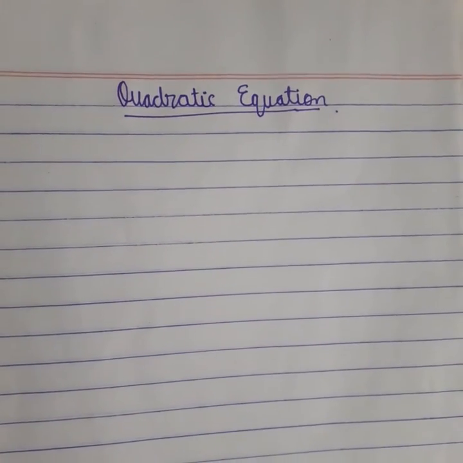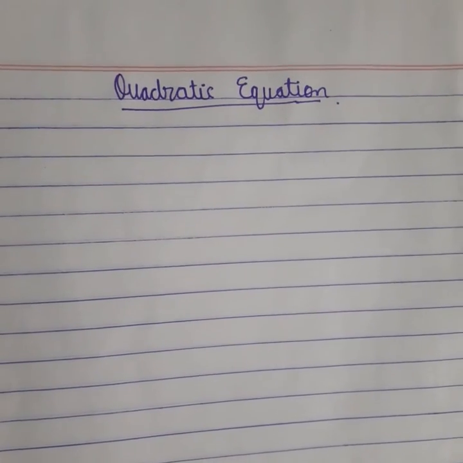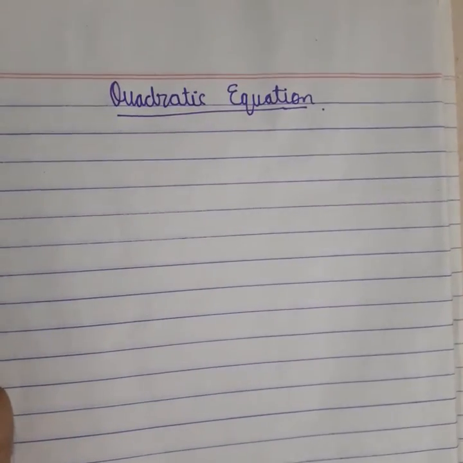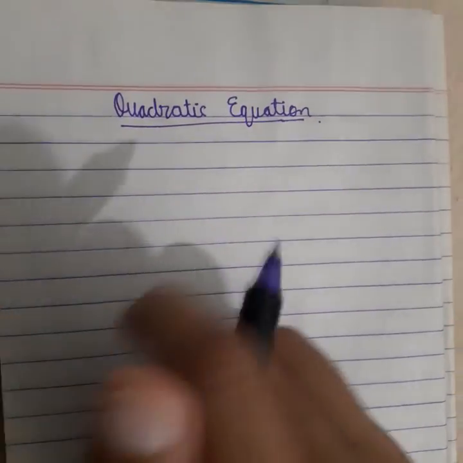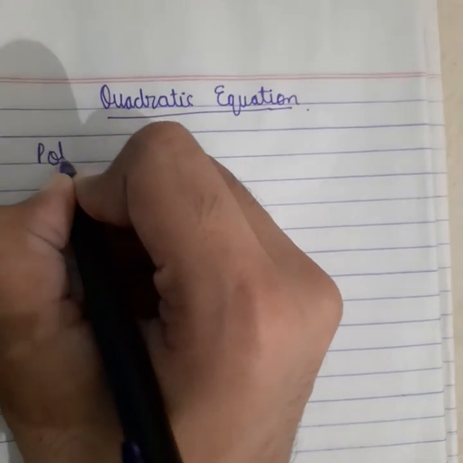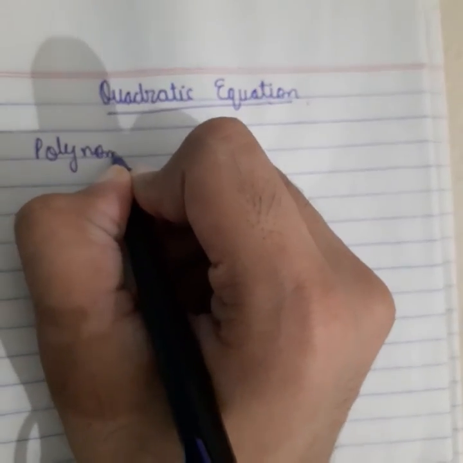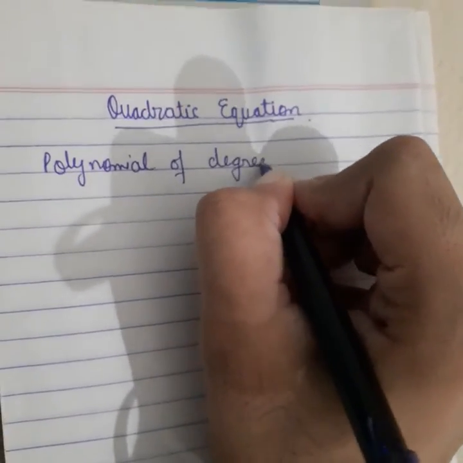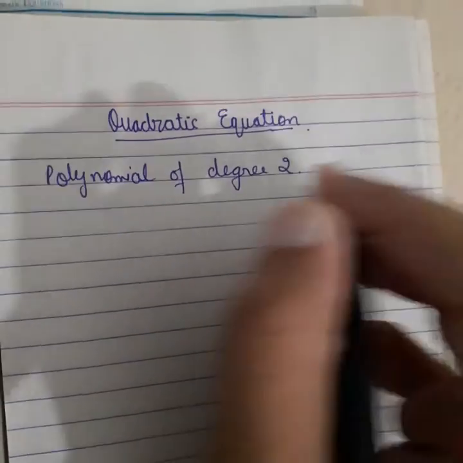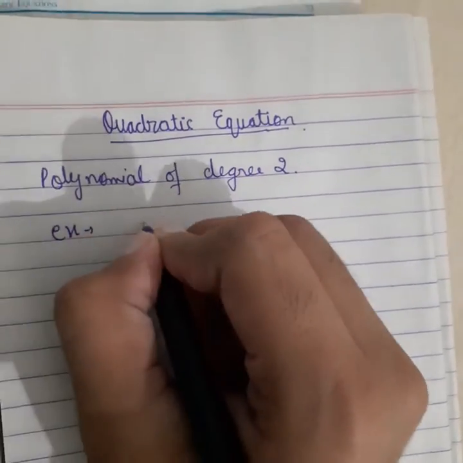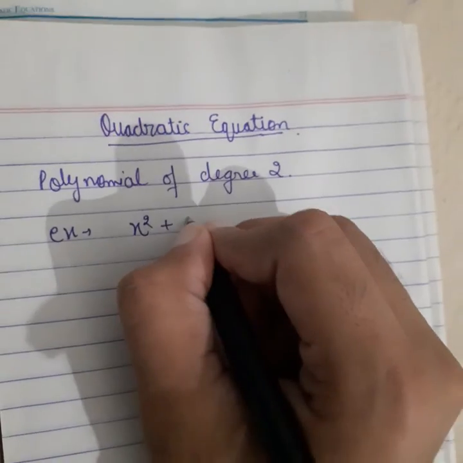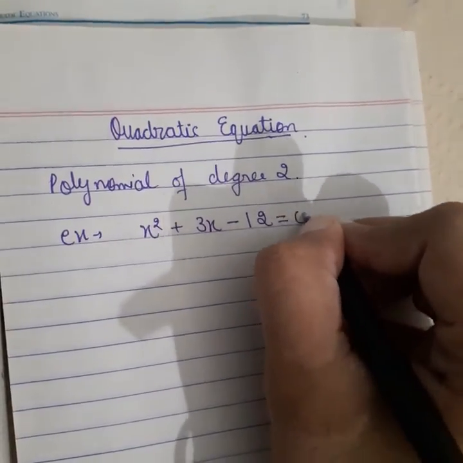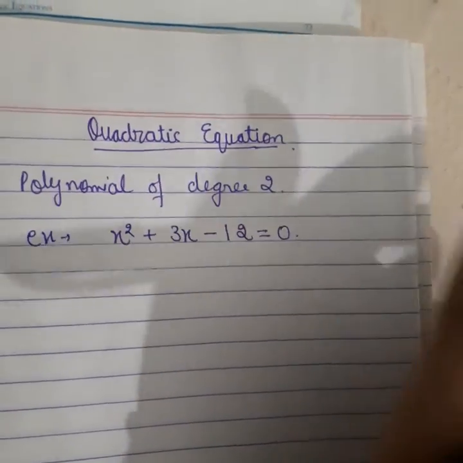So in this video I will talk about quadratic equation chapter, class 10th maths. Firstly we have to know what is a quadratic equation. A quadratic equation is a polynomial of degree 2. Okay, example: x square plus 3x minus 12. This is a quadratic equation.